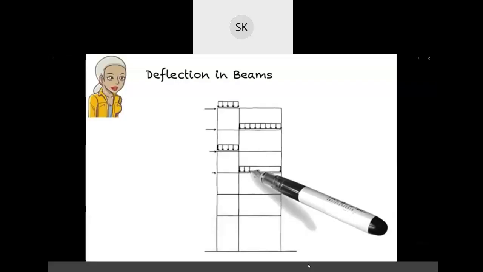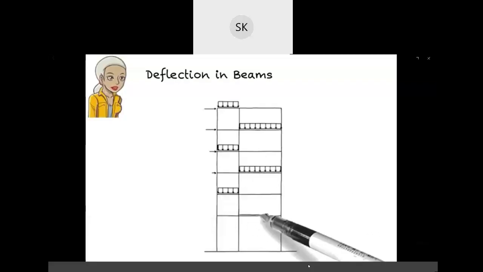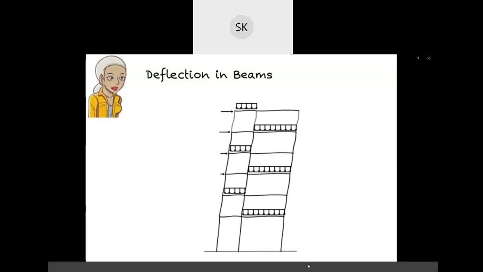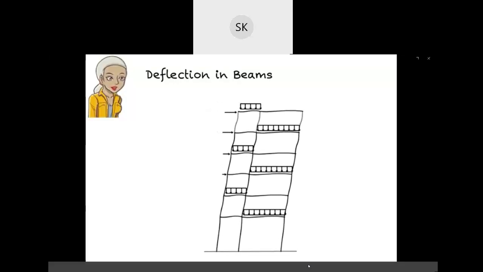Then I draw the free body diagram for the left segment. Finally, I sum the moments about the cut point to get my equation. The moment equation is M(x) equals negative wx squared over 2. Note that this equation is valid for the entire beam.